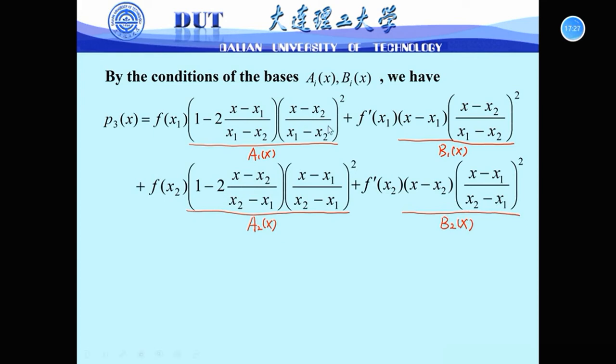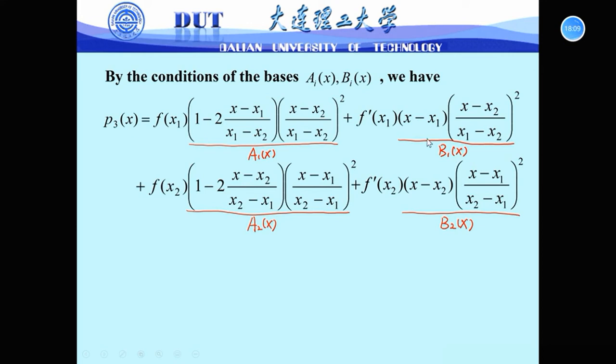b2x. Okay, so now you see for a1x, it is equal to 1 minus 2 multiplied by the ratio (x minus x1) divided by (x1 minus x2), multiplied by (x minus x2) divided by (x1 minus x2) squared. Now for a1 and a2, just substitute x1 by x2 and also interchange x1 and x2. So x1 to x2, x2 to x1, from a1 to a2.